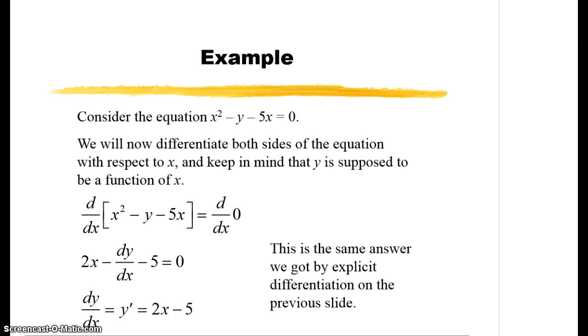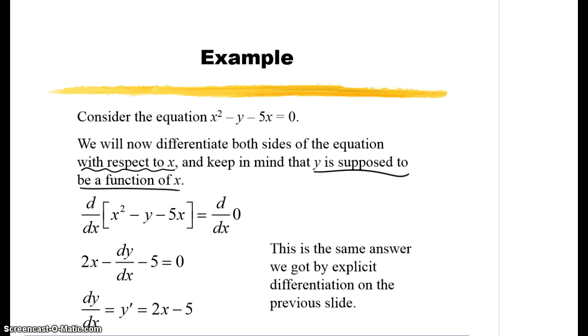Consider the equation x squared minus y minus 5x equals 0. We'll now differentiate both sides of the equation with respect to x, and keep in mind that y is supposed to be a function of x. That's the key to implicit differentiation. You should always remember that even though you're differentiating both sides with respect to x, one of the variables involved, namely y in this case, is a function of x itself. Keep that in mind. And we know that the answer we're supposed to get is 2x minus 5, but let's double check our work.